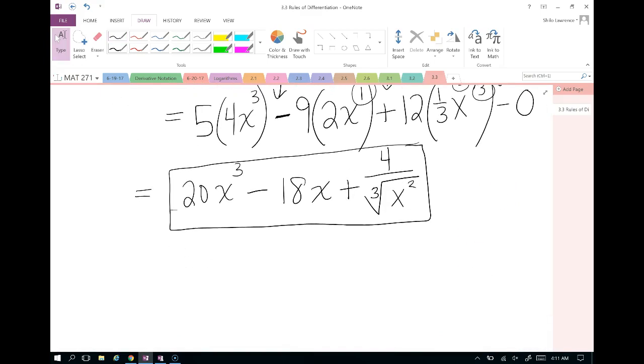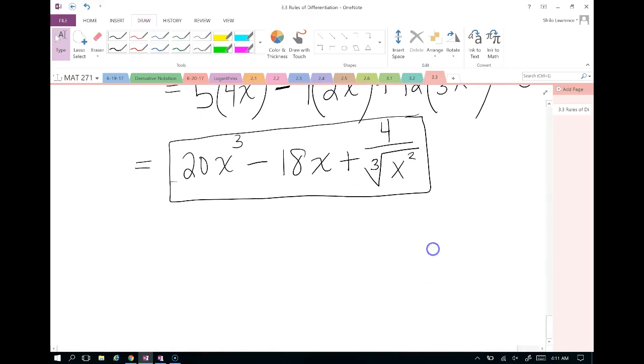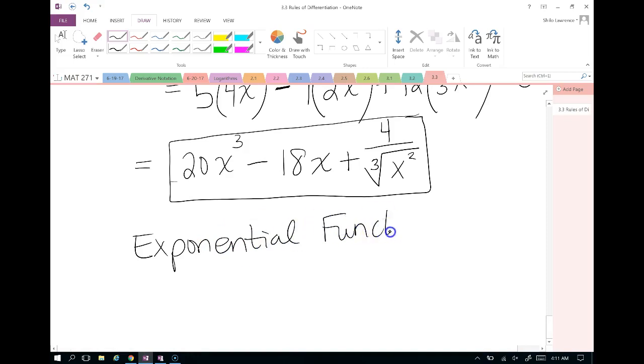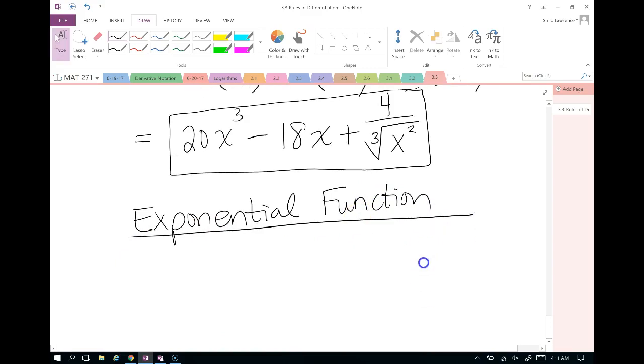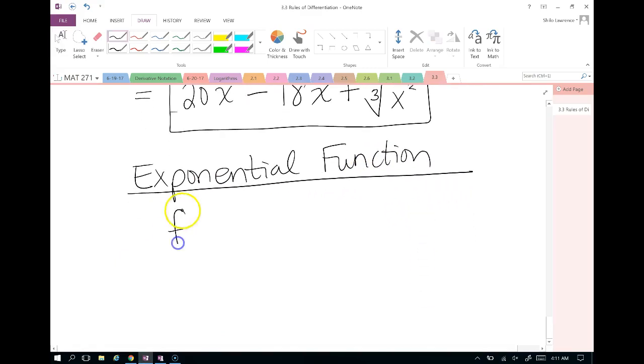Our last brand new rule for this section is the derivative for the exponential function, which is different than the power rule. It looks kind of similar, but it's actually completely different. So you may remember from algebra class, the exponential function is f of x equals e to the x. And the graph looks like this.